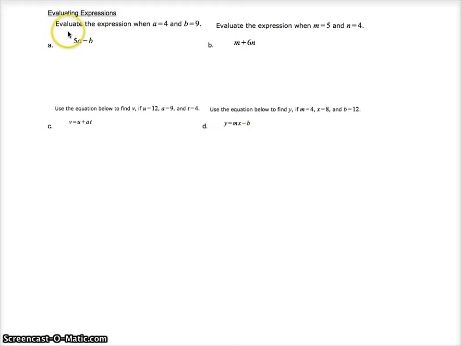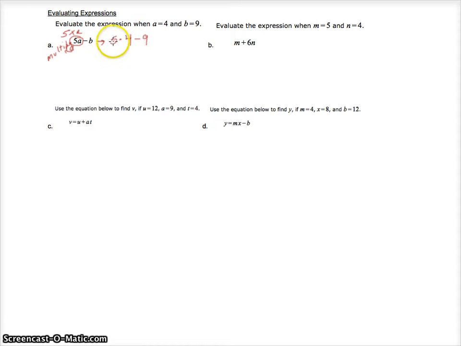So this expression should be 5 times a, because whenever I have a number next to a variable, it means to multiply. And the way I'm going to replace these is, since a is 4, I'm going to write it as 5 times 4 minus 9. And now I need to follow my order of operations.